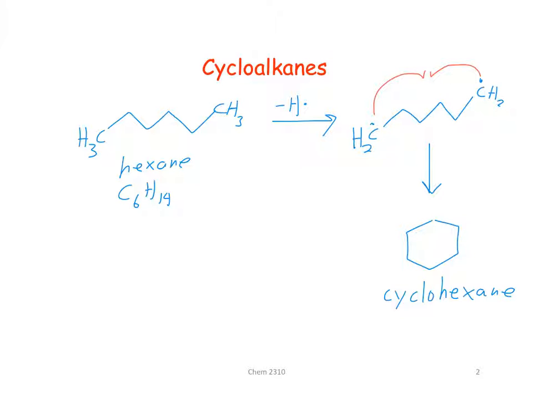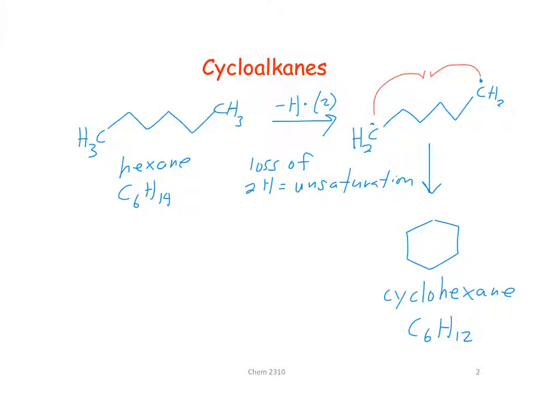So what's the formula for cyclohexane? Now we have C6. How many H's do we have? We have 2 H's on each carbon, and we had to remove 2, so this is H12. This loss of 2 hydrogens, the loss of 2 H's, equals what we call an unsaturation, which means that we have less than the maximum number of hydrogens for a given number of carbons.